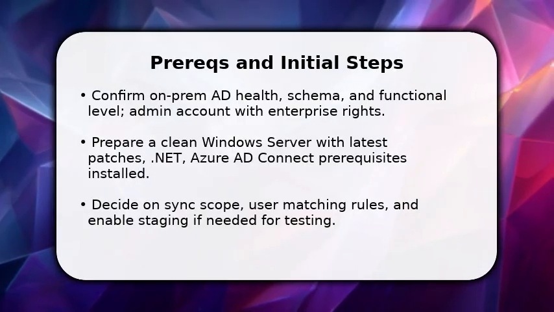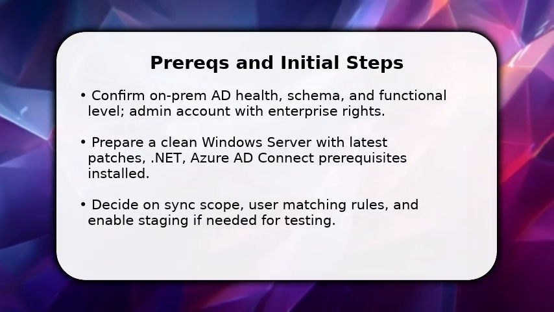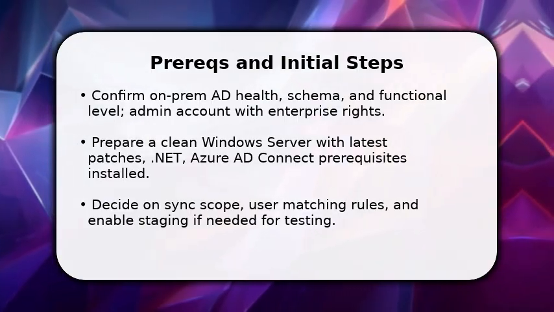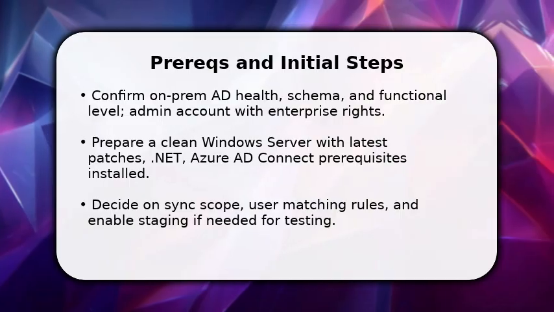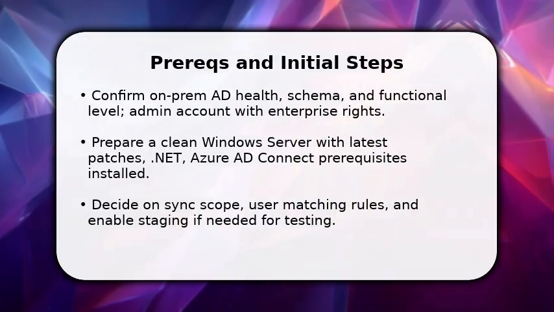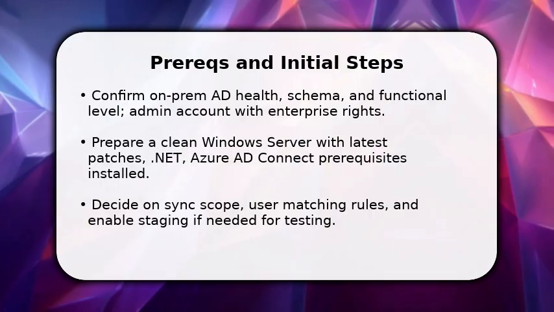You start by validating prerequisites and taking the first actionable steps. Run health checks against on-prem Active Directory and ensure the account you'll use has enterprise admin rights so object writebacks work. Install the recommended Windows Server build, apply updates, and add required roles and .NET frameworks.